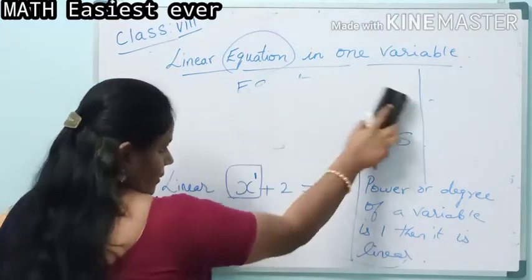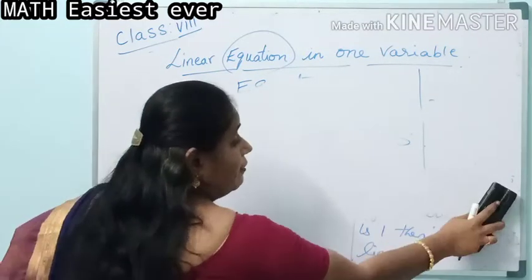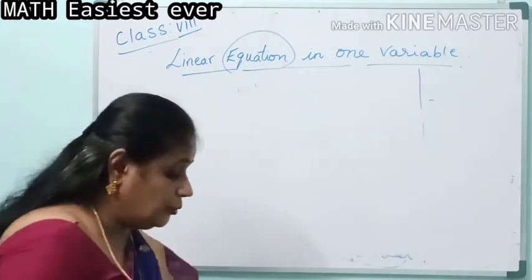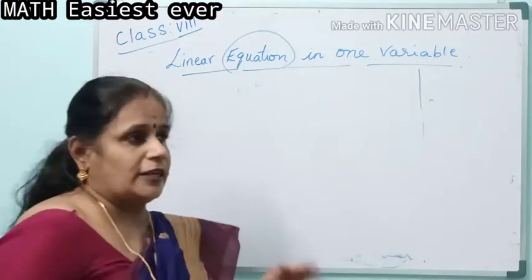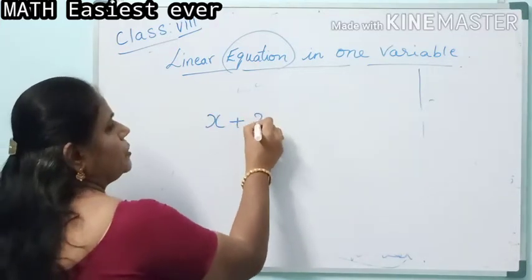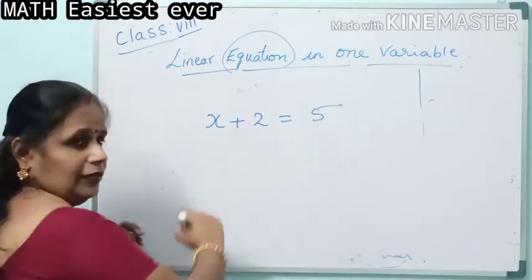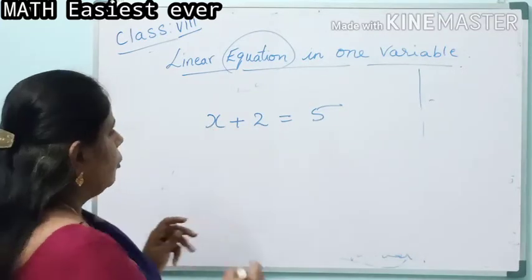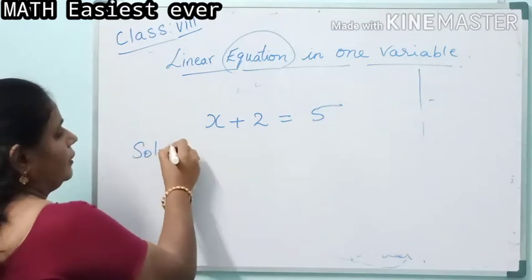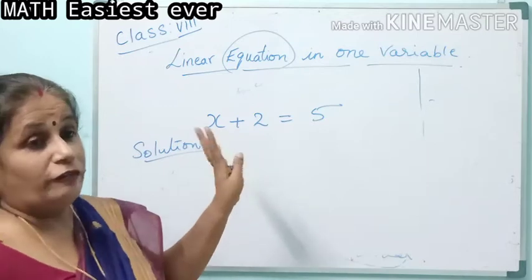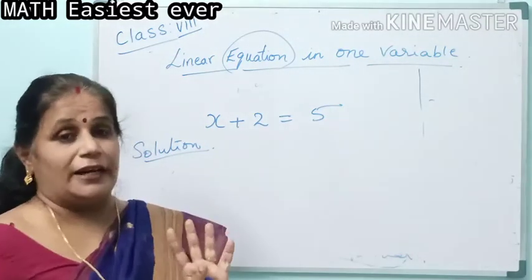Now, in your lesson, the first one is finding the solution for a variable. Finding the solution for the variable means we'll have the same example. x plus 2 is equal to 5 is a linear equation in one variable, isn't it? Now we are going to find out the solution for this. Solution means for what value of x this equation will be satisfied.